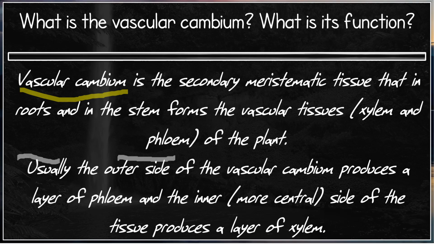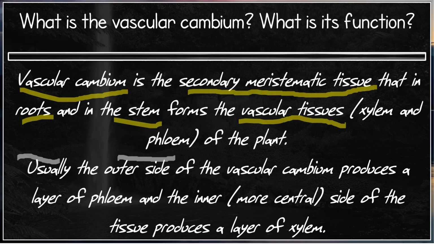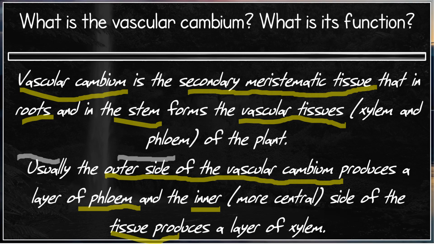Vascular cambium is the secondary meristematic tissue that, in the root and the stem, forms the vascular tissue, the xylem and the phloem of the plant. Usually, the outer side of the vascular cambium produces a layer of the phloem, and the inner side of the tissue produces a layer of the xylem.